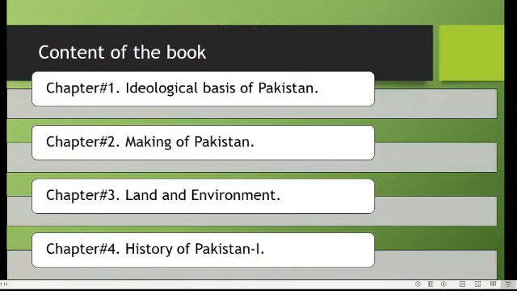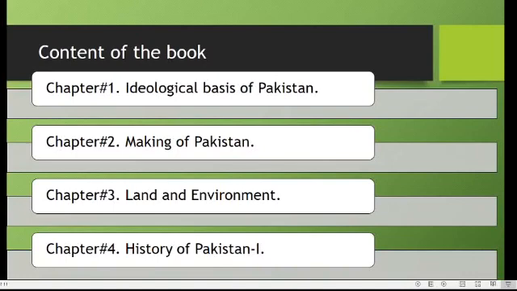The book is composed of 4 chapters. The first chapter is about the ideological basis of Pakistan. In this chapter, you will learn about the meaning of ideology of Pakistan, about the basis of ideology of Pakistan, and what was the trace of the origin and evolution of the two-nation theory. And you would identify the concepts relating to the Pakistan ideology in the pronouncements of Allama Iqbal and Qaid-e-Azam Muhammad Ali Jinnah.